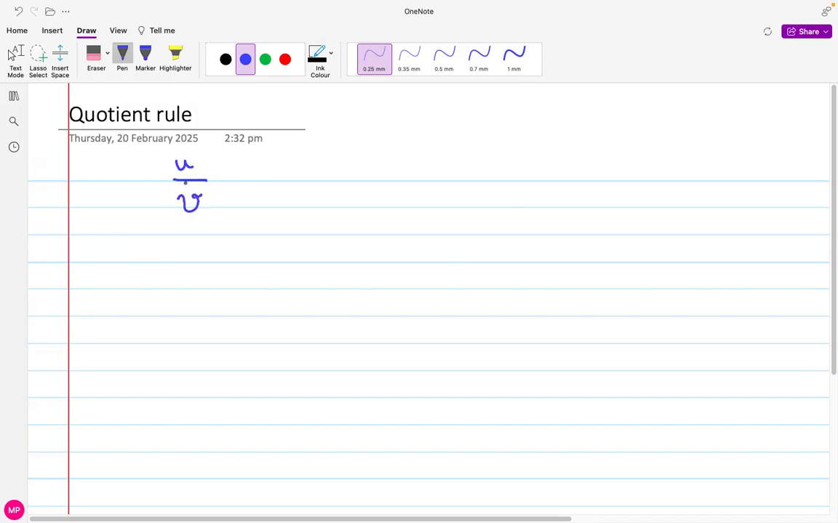Let's say that we have u and v, u divided by v. To find the derivative of u over v, we're going to have u dash times v minus u times v dash, and then we do that over v squared. Okay, pretty simple. Now I'll give you an example.